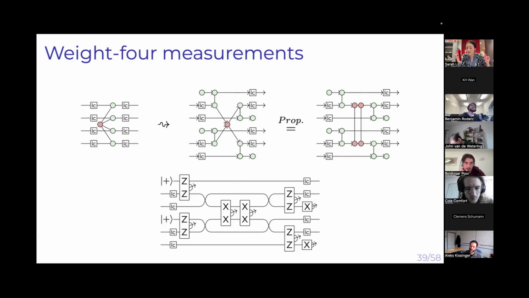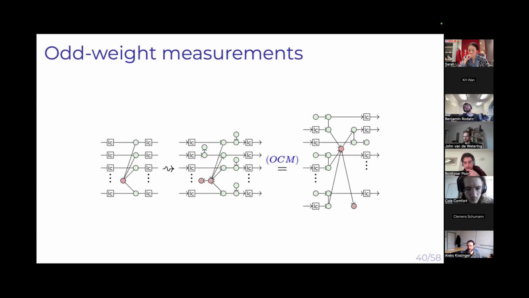My understanding of the use of scalable ZX in the CSS code is that it's used for encoding. Whereas in our case, what we do is the intermediate measurements to make sure that nothing has gone wrong. So it's a different idea that we had to use scalable ZX for.